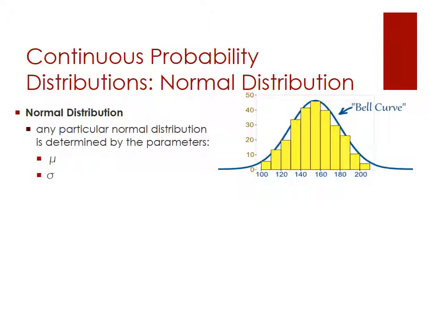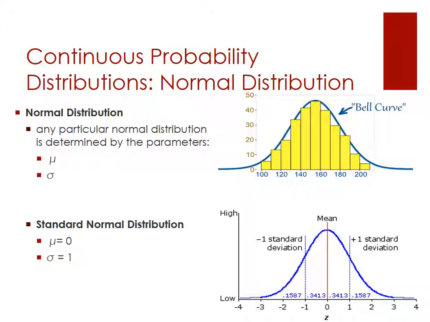Now, for normal distribution, any particular normal distribution is determined by the parameters of the mean and the standard deviation for those specific distributions. A specific type of normal distribution is the standard normal distribution, and that is where mu equals 0. So if our mean is 0 and our standard deviation is equal to 1.